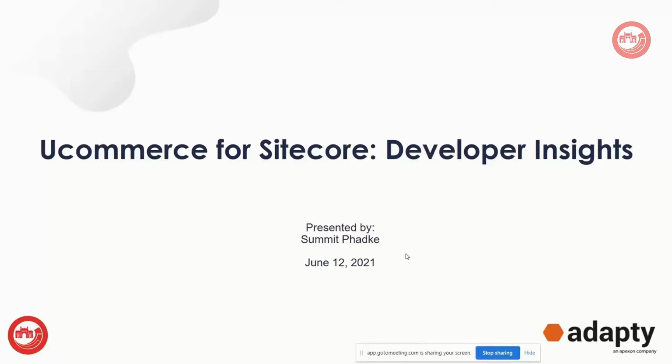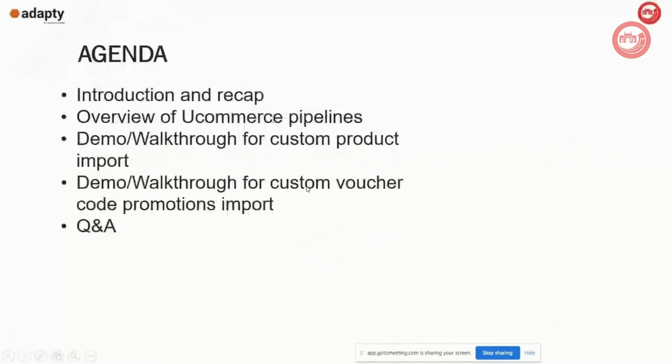So today we will be looking at Ucommerce for Sitecore Developer Insights. If you go to the next slide, the agenda for today is: we'll go through introduction and recap, then what Ucommerce pipelines are. Then I'm going to walk you through how the product information is stored inside Ucommerce. And I'm going to walk through the custom product import tool. It's a POC, just a demo tool that I have right now, but it can be extended for importing products from various sources.